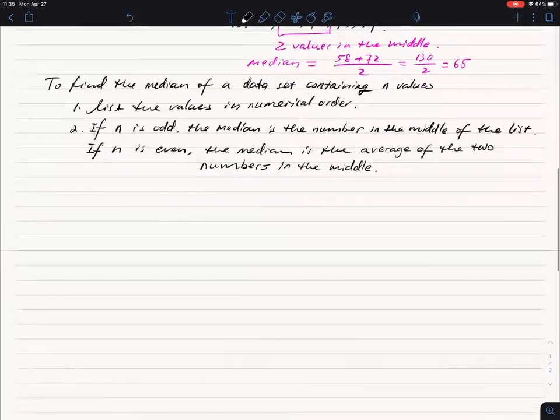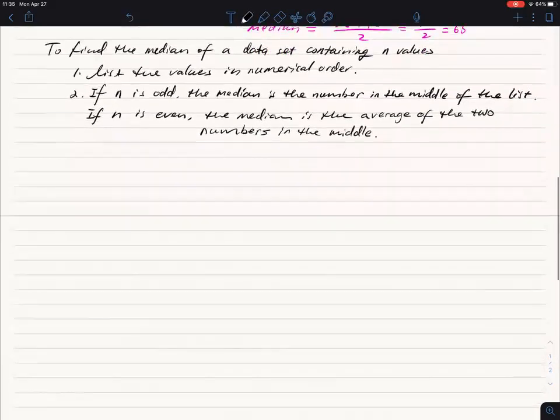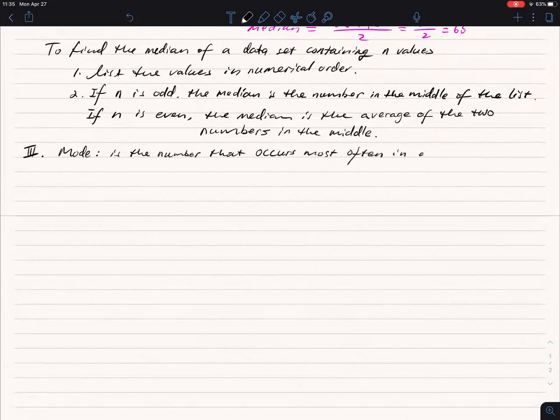Then let's move on to mode. The third measure of central tendency is called mode. Do you still recall what is mode? Mode is the number that occurs most often in a data set.